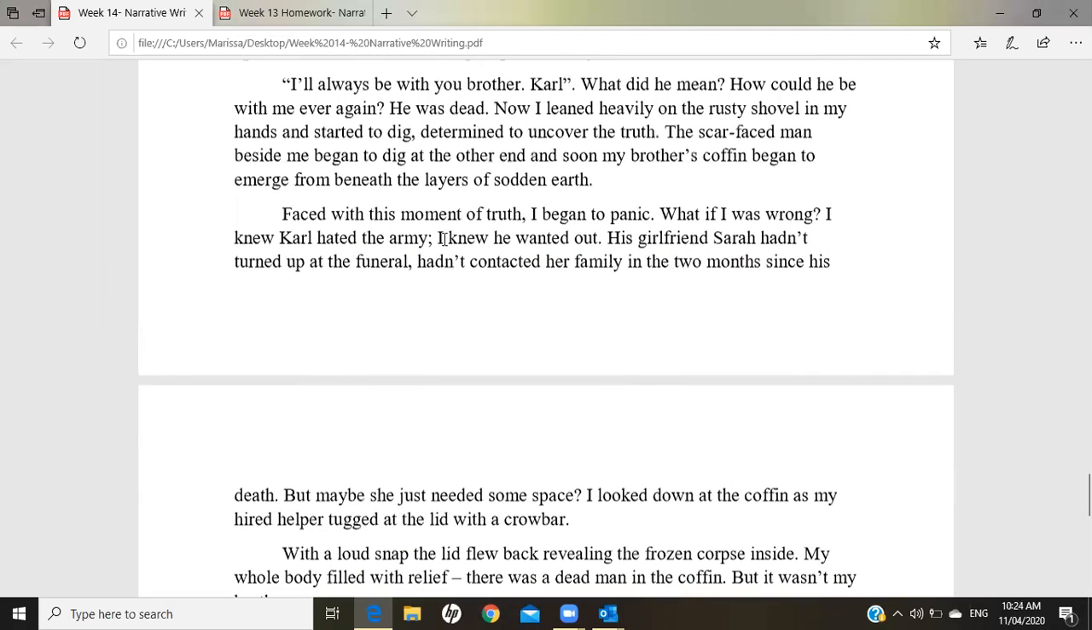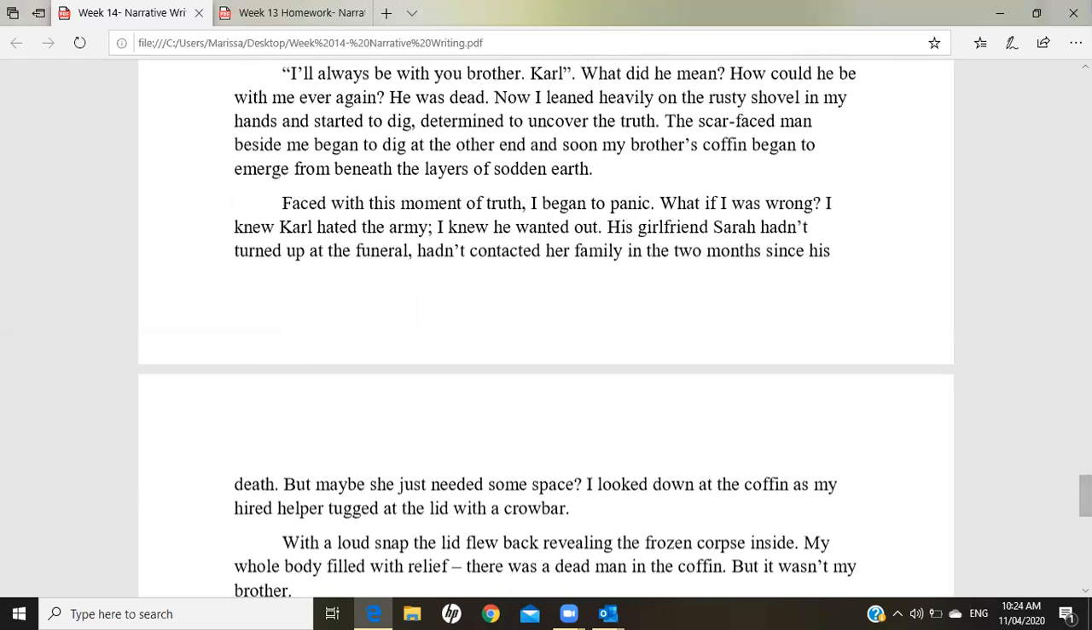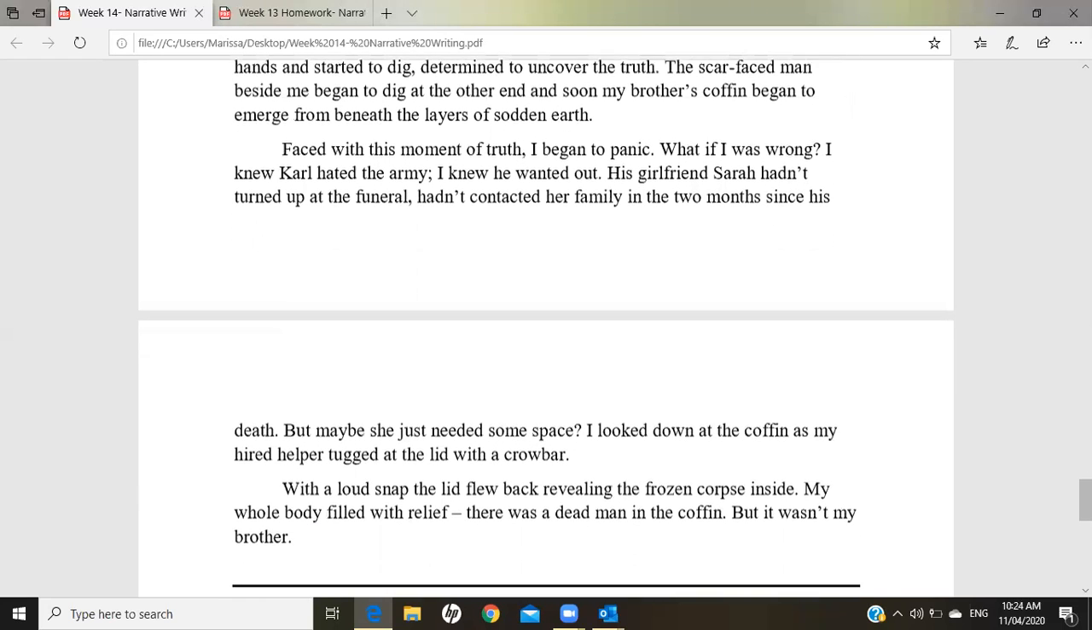Faced with this moment of truth, I began to panic. What if I was wrong? I knew Carl hated the army and knew he wanted out. His girlfriend, Sarah, hadn't turned up at the funeral, hadn't contacted her family in the 2 months since his death. But maybe she just needed some space.